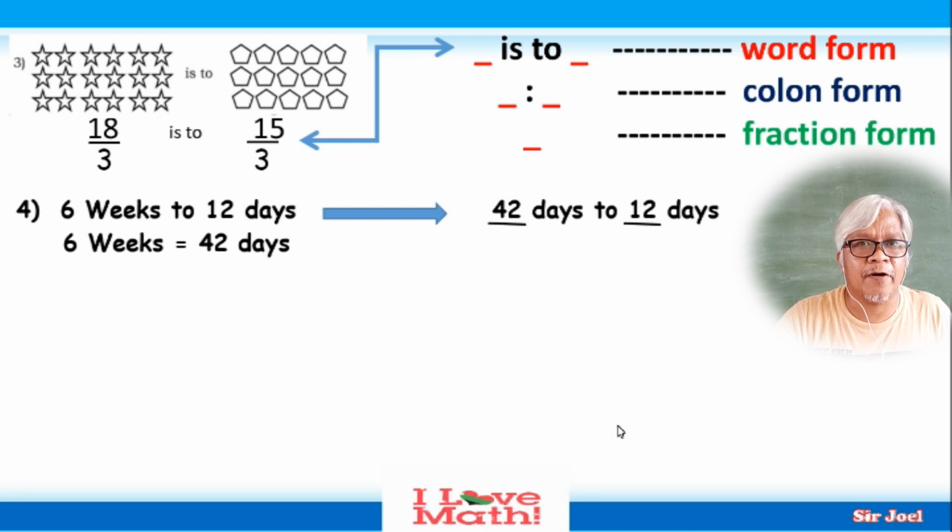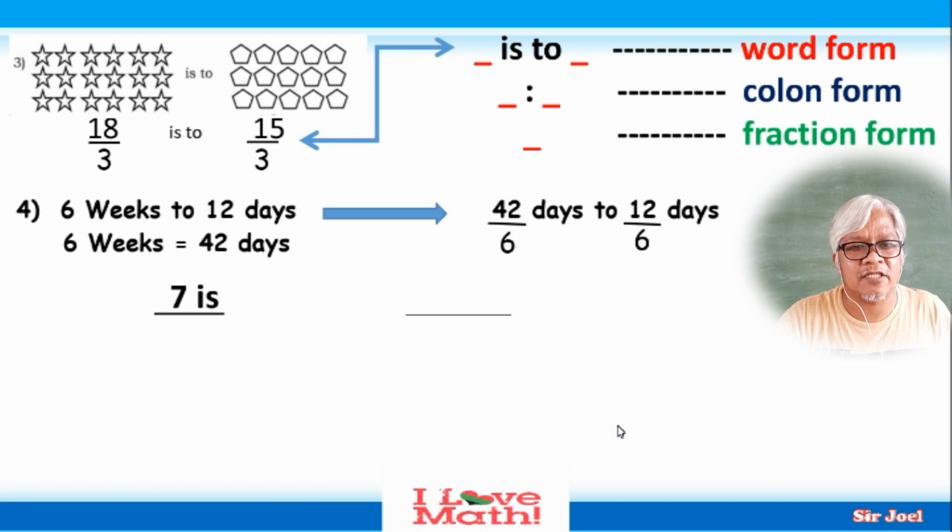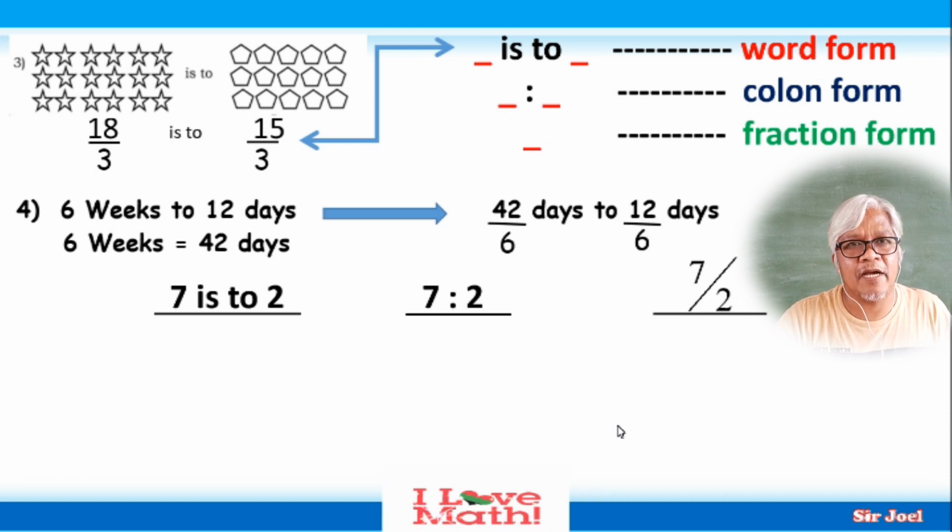Okay. Now, observe 42 and 12. So happened that 42 and 12 here are what? Divisible by 6. So what is 42 divided by 6? And what is 12 divided by 6? Of course, 42 divided by 6 is 7, while 12 divided by 6 is 2. Our ratio formed this time is what? 7 is to 2 para sa word form. Then yung "is to", palitan ng colon symbol para sa colon form. At yung colon symbol, palitan ng vinculum para sa fraction form.